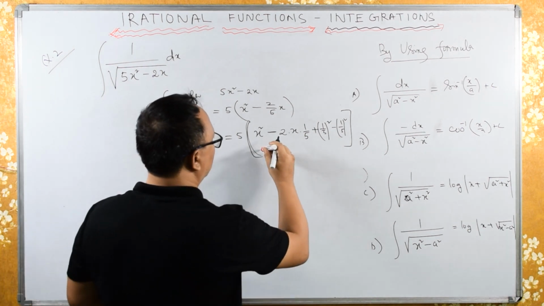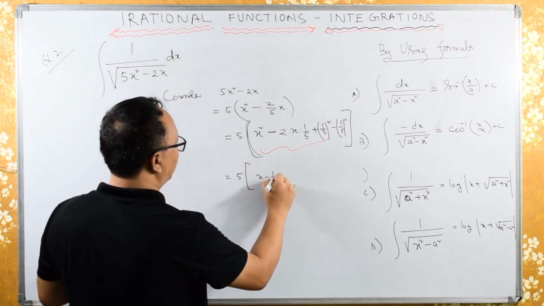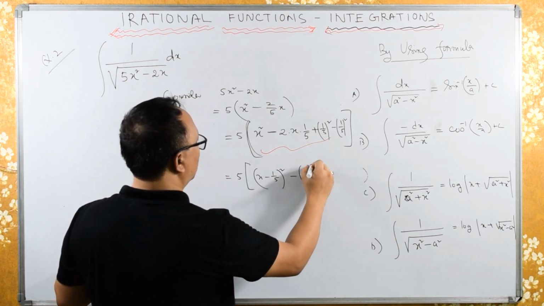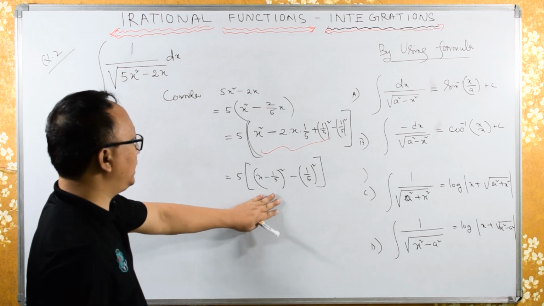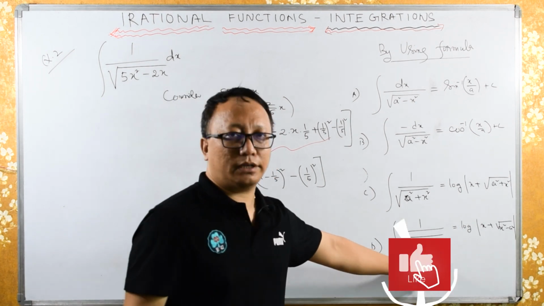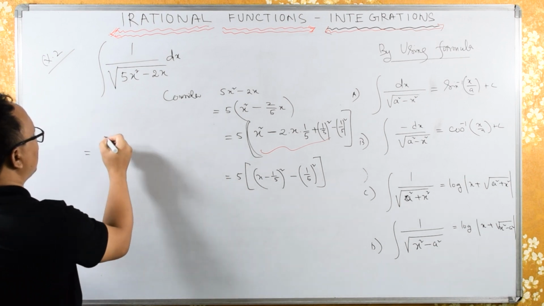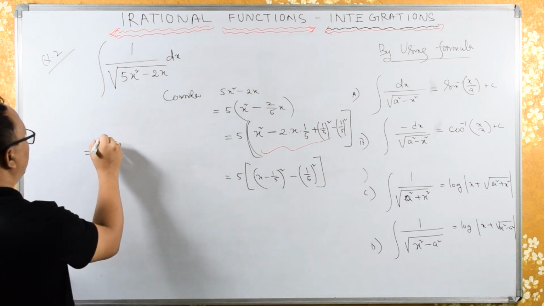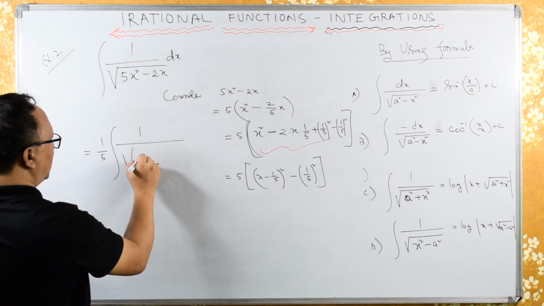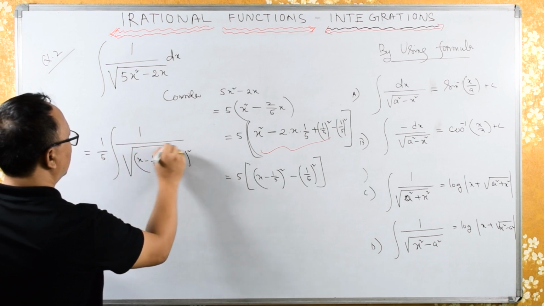Now this becomes what? 5 times ((x minus 1 by 5) the whole square minus (1 by 5) the whole square). It is already of the form x square minus a square. Therefore this equals 5, which I can send outside, so it will be 1 by 5 times the integral. Instead of this I can write 1 over the square root of (x minus 1 by 5) the whole square minus (1 by 5) square, dx.